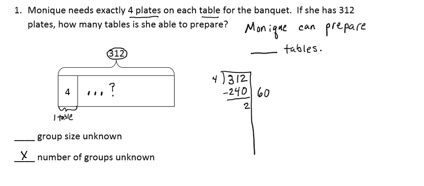31 minus 24 is 7. That leaves me with 72. I could get 10 groups of 4 out of that, which is 40. And that leaves me with 32. 8 groups of 4 is 32. And now I just need to add how many groups of 4 I took out. So 60, 70, 78 is my answer. That tells me that Monique can prepare 78 tables.